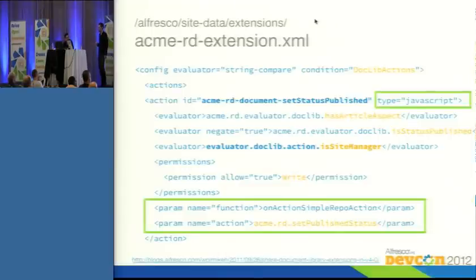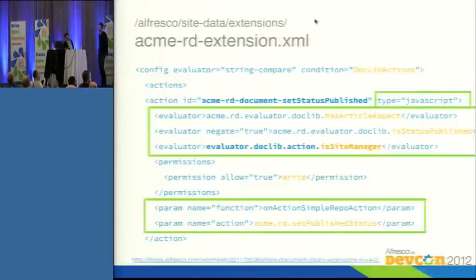So that's all good, but now we only want this action to be available when the following is true. So we want the document to be an article, in other words, have the article aspect. We want to make sure that it hasn't been published already, so we're checking the status property that it isn't set to published already. And finally, we're making sure that only the editors or the site managers are able to see this doclib action.